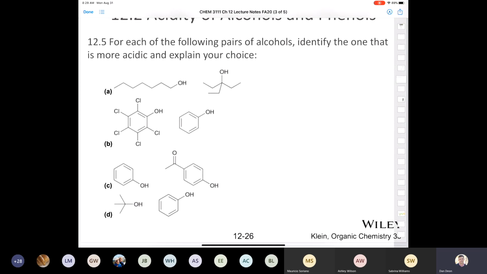I'm going to just throw it out there to my students. Let's take a look at A. Who could tell me which one of these would be more acidic? Would it be the primary alcohol or the tertiary alcohol? Does anybody have an idea which one of these would be more acidic?